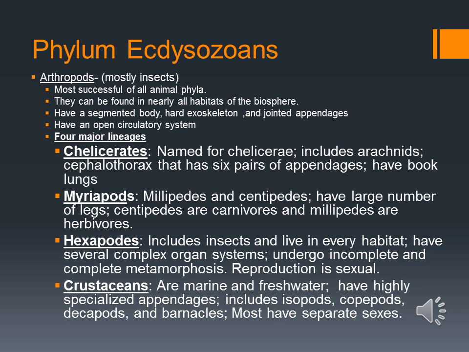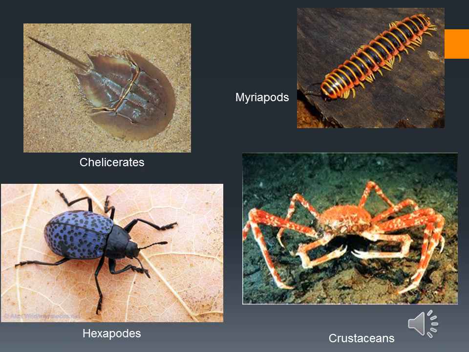The fourth lineage is the crustaceans, which are both marine and freshwater. They have highly specialized appendages, mainly for feeding and movement. The small crustaceans breathe through their cuticle, while the large ones breathe through their gills. They mainly include isopods, copepods, decapods, and barnacles, and most of them have separate sexes. These are some examples of ecdysozoans.